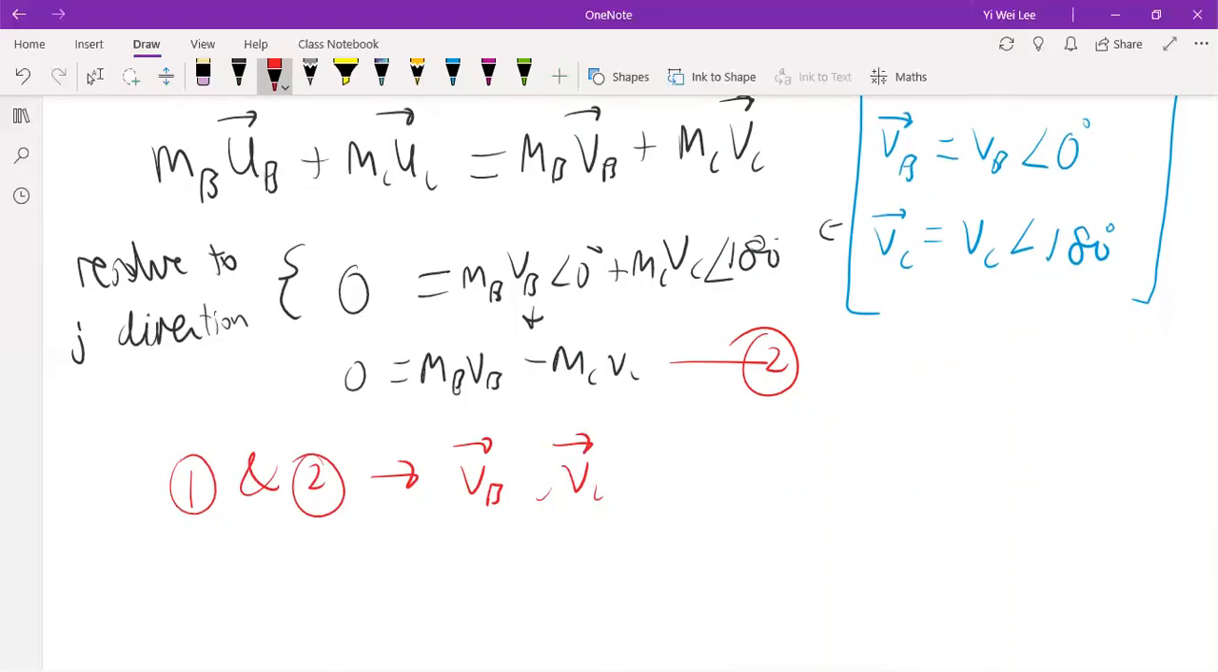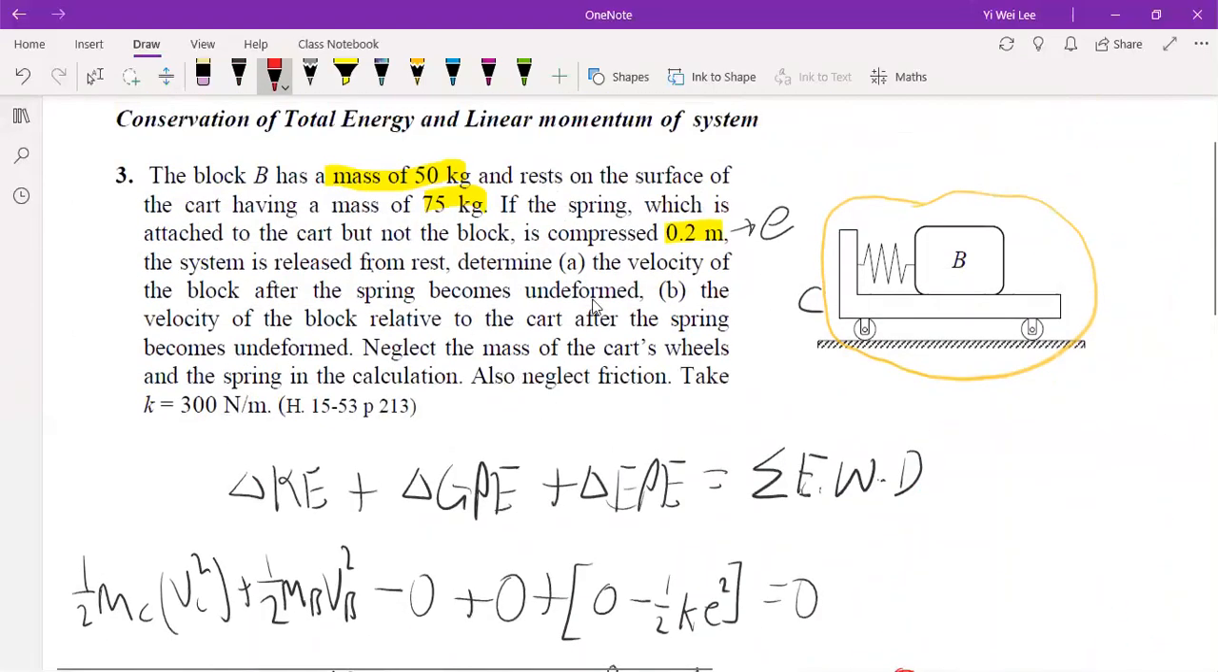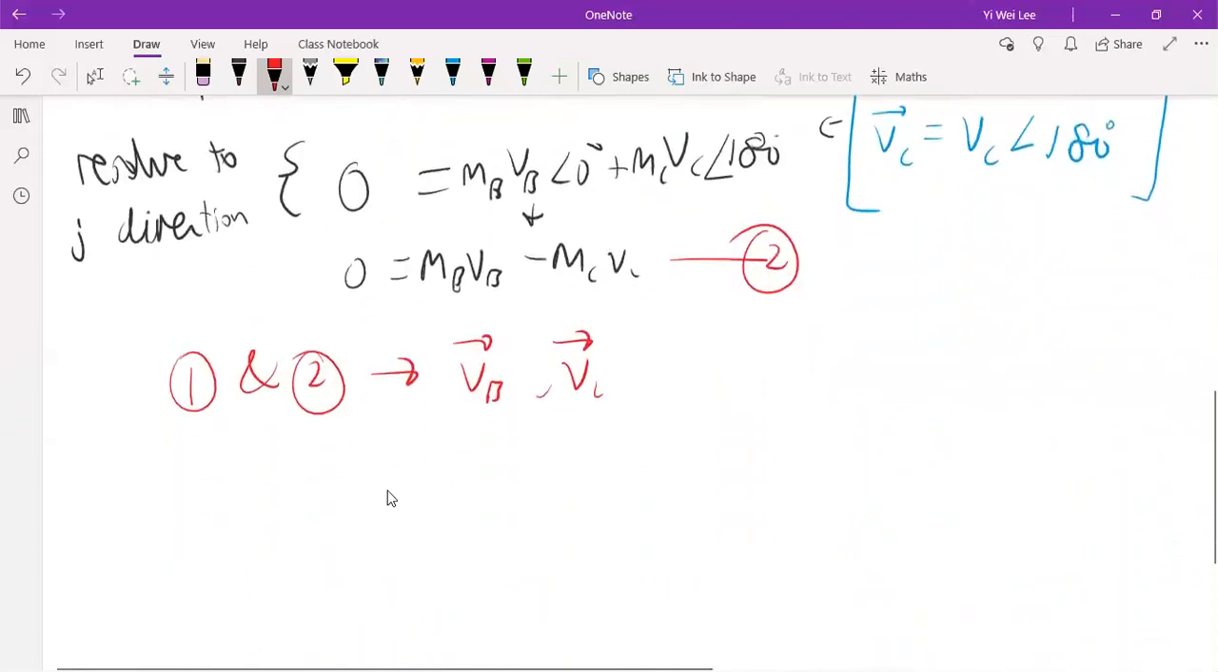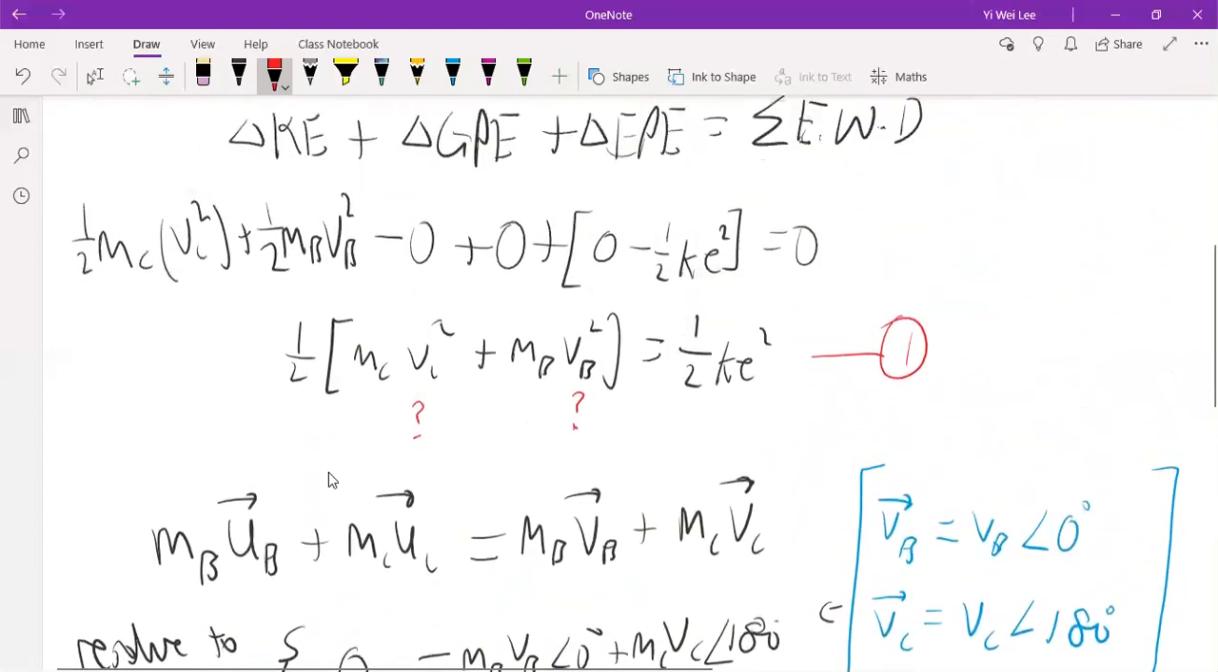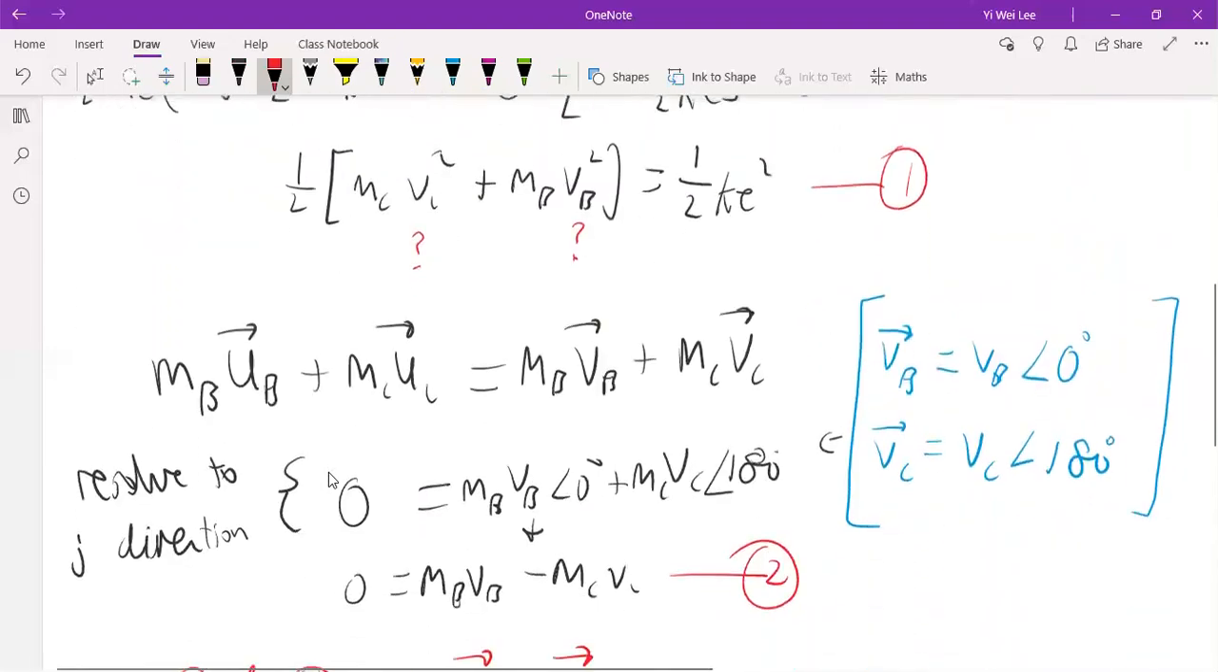C. And if you want to find the velocity of block relative to the car, you are trying to find the velocity of the block with respect to the car. Just do the simple relative velocity equation, put this together and you can basically get the answer you want. So this is basically the steps, the layout to solve the equation here.